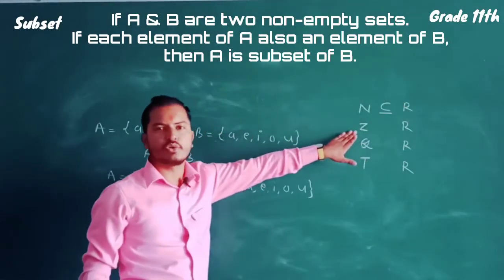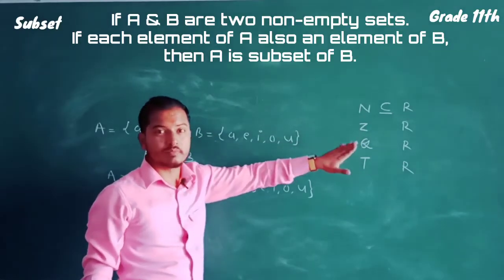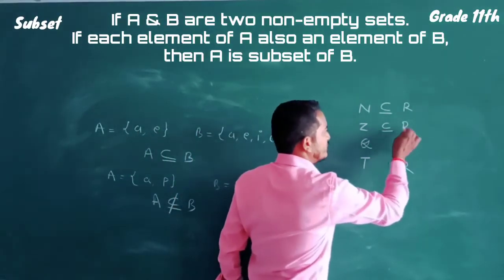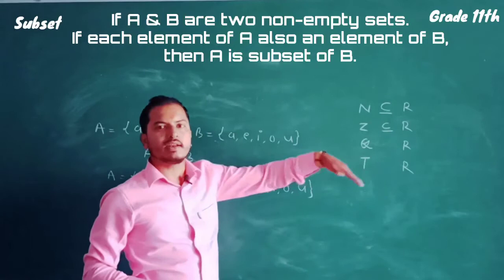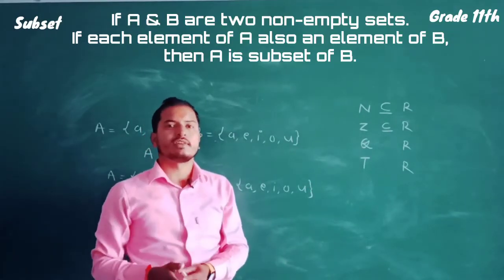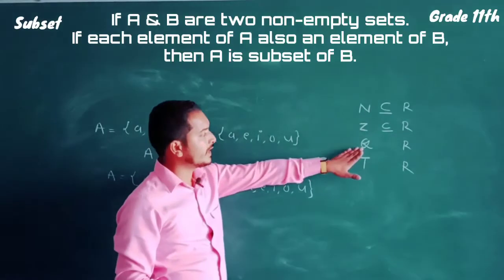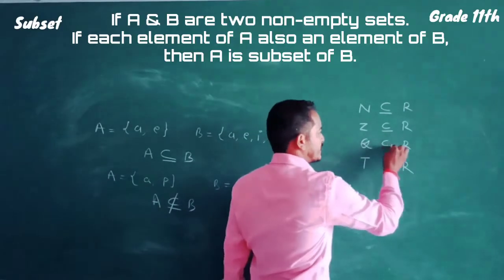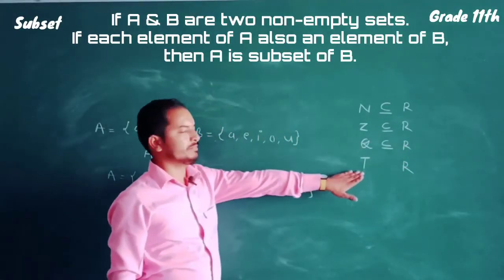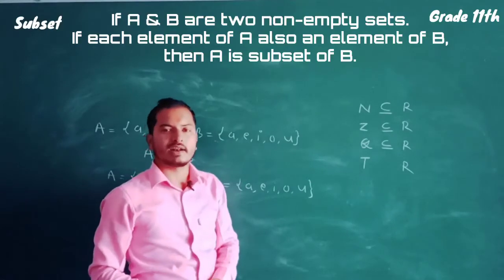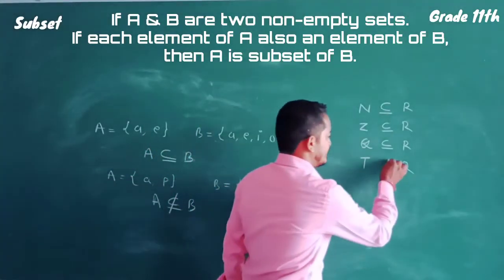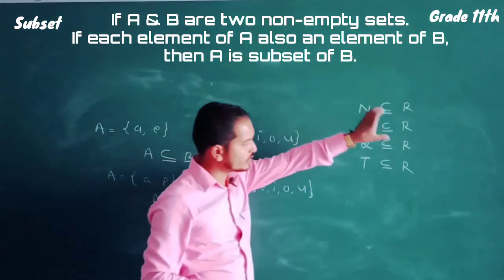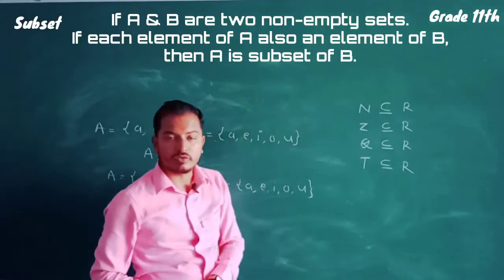Similarly, Z is denoting here integers. All the integers are rational numbers. It means Z is also a subset of R. Similarly, Q is denoting here rational numbers, and we know that all the rational numbers are real numbers. It means the elements of Q are also the elements of R. It means Q is also a subset of R. Similarly, here irrational numbers, we also know that all the irrational numbers are real numbers. It means T is also a subset of R. It means all elements of T are also elements of R, the real numbers.